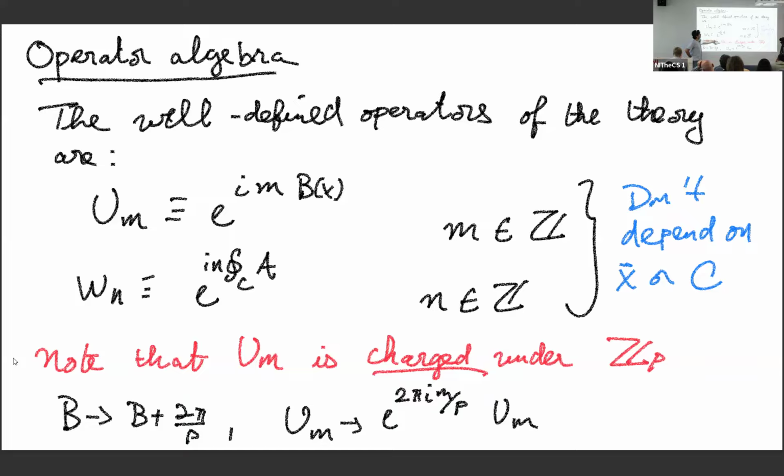And you see that under the symmetry that I defined before, B goes to B plus 2 pi over P, these operators U are charged. So these operators are charged under the ZP symmetry. They're not neutral under the ZP symmetry. And in this theory, these operators are actually topological. They don't depend on X, and they don't depend on the loop around which you integrate. That's the statement that this theory is topological. You can insert this U anywhere. It really does not depend on it. But this U is charged under the symmetry.